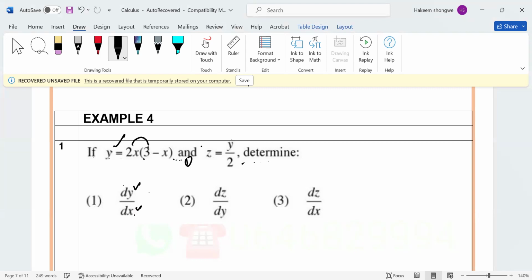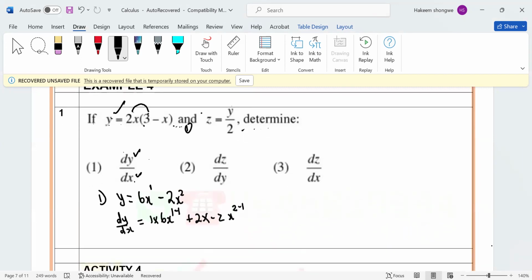If I remove the bracket for number 1, I am going to have something like this. y is going to be equal to 6x minus 2x squared. And then what is going to be dy all over dx? Dy all over dx is going to be equal to 1 multiplied by 6x to the power 1 minus 1, plus 2 multiplied by minus 2x to the power 2 minus 1. We're still fine with that one.